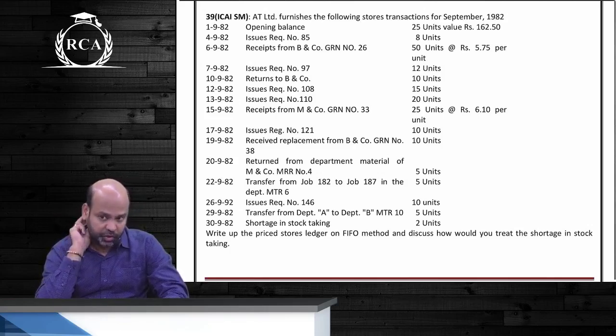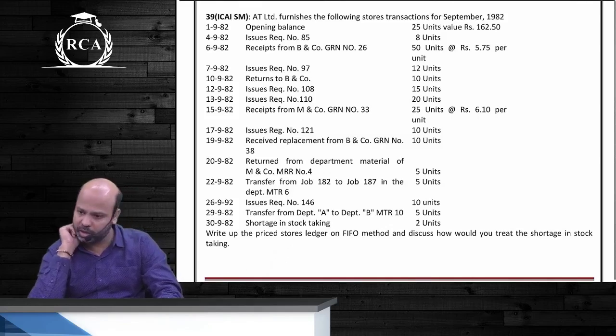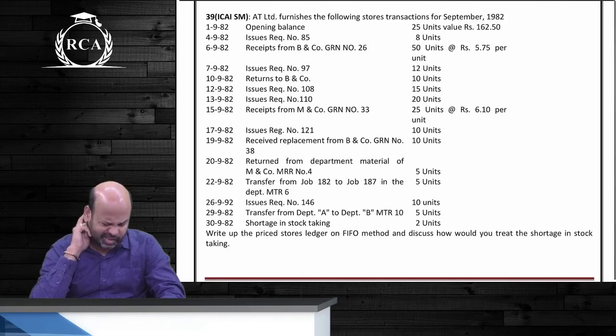Issues requisition number 85. We have all learned about material requisition note. It's a formal request made by the production department to the stores department for issue of materials. Last sentence, have a look, beta, it says that we are following FIFO method. So these 8 units will be issued out of those 25.